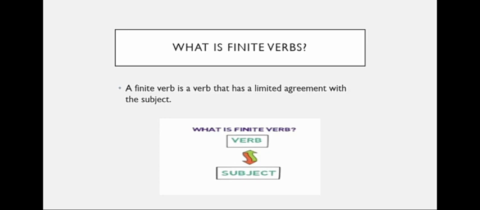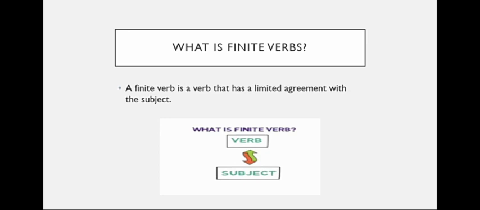But before we do this topic, non-finite verbs, it is important that you know what finite verbs are. Without knowing finite verbs, you cannot understand non-finite verbs. So in this video, we will quickly learn what finite verbs are. So here, what is a finite verb?